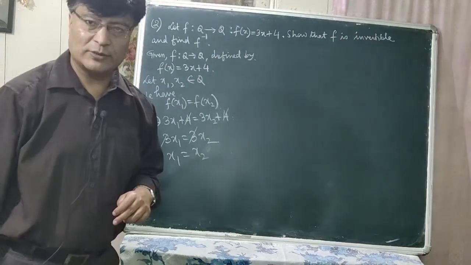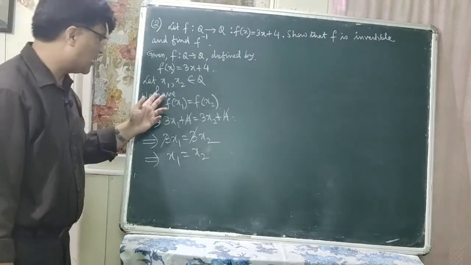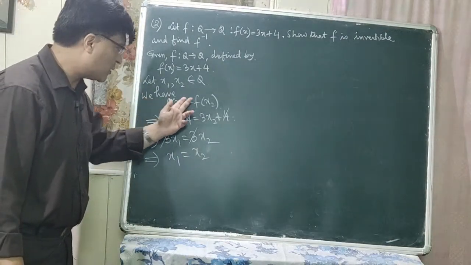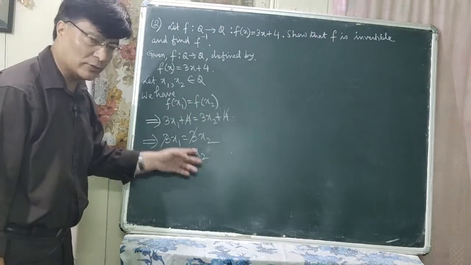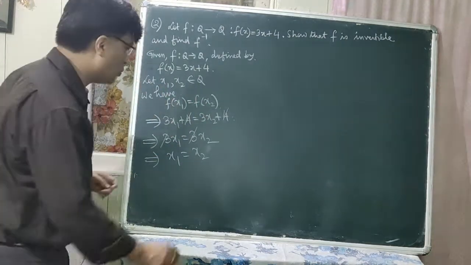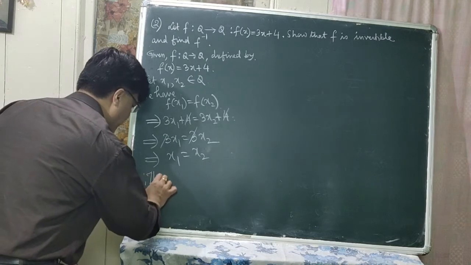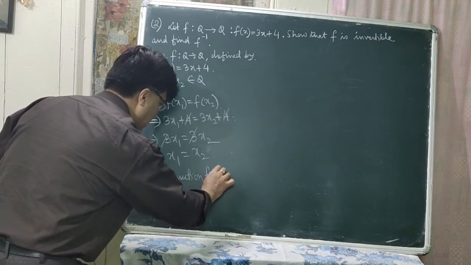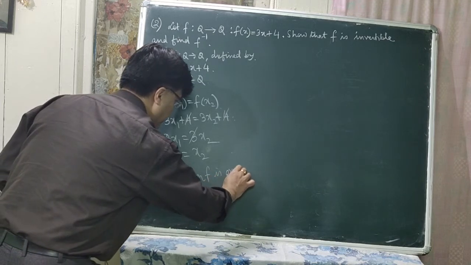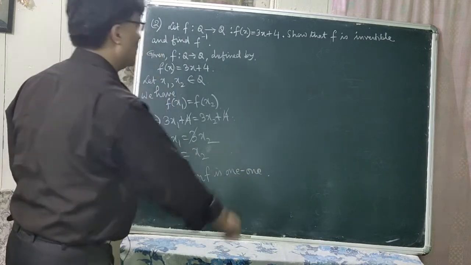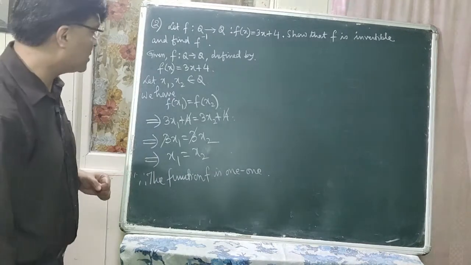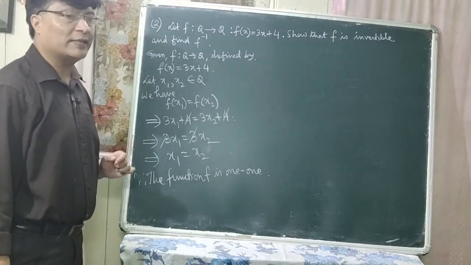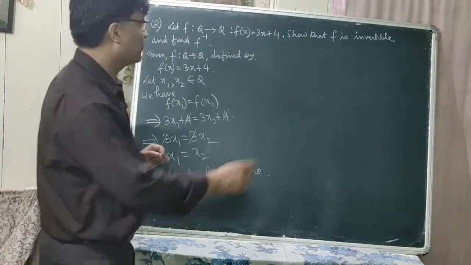So I think you have understood it. So we have proved if f of x1 is equal to f of x2, then x1 is equal to x2. This shows that the function f is 1-1. Therefore the function f is 1-1. So I think you have understood it. Okay, now we will prove that the function f is onto.